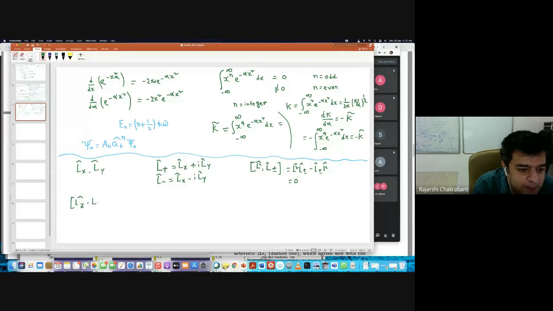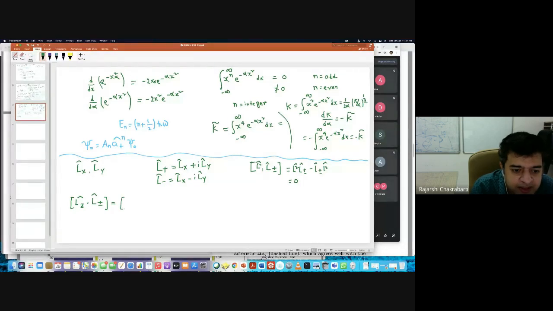Okay. But now let us do this commutator rather, sorry: Lz with L plus minus. So I am doing it together. It basically means I'm doing two commutators, one with L plus, one with L minus. So what is the answer?